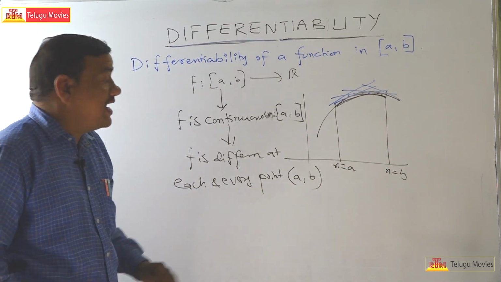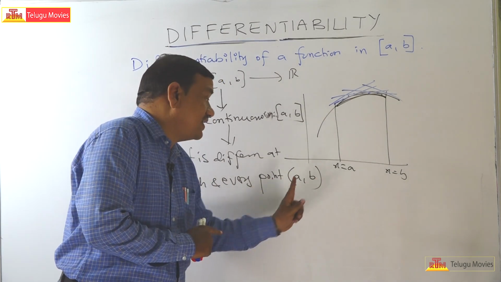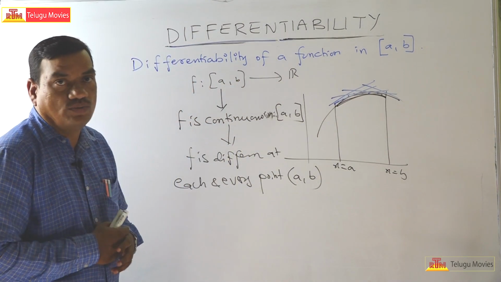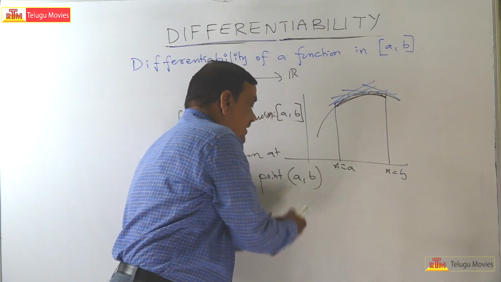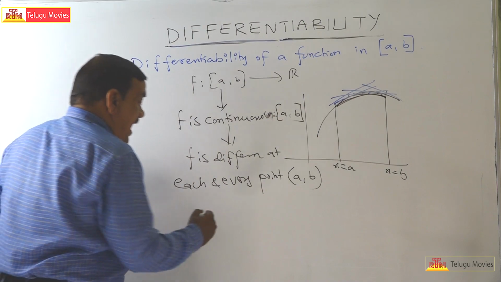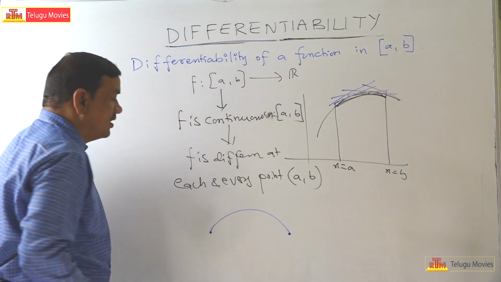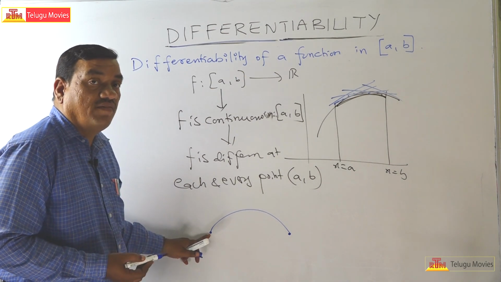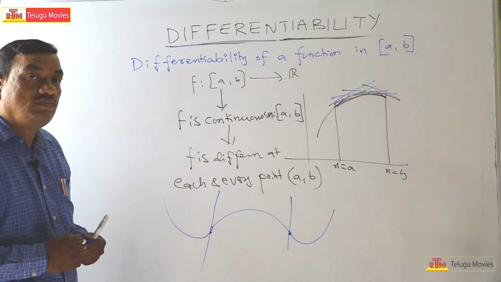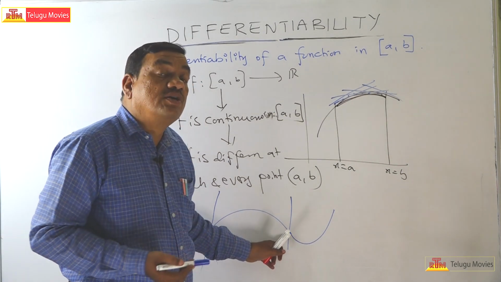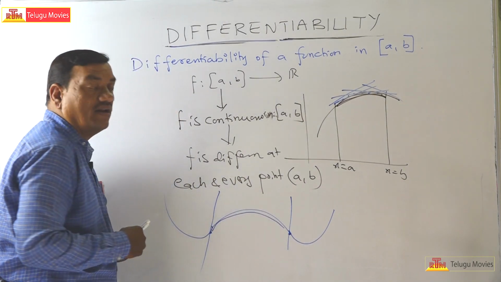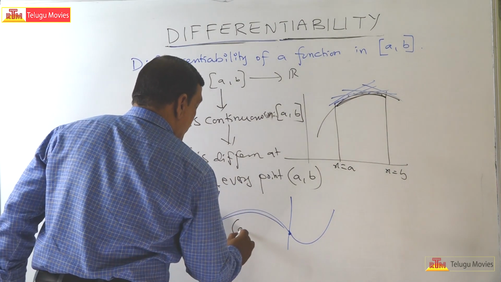Some others say that at a and b there is no need of differentiability. In some textbooks you see a closed bracket, but in some they write the open bracket (a, b). That means even though it is an open interval, there is no need of differentiability at the end points. Why? Because at the end points there may be a chance of non-differentiability. That means you cannot draw a tangent there. That's why they have taken the open interval.